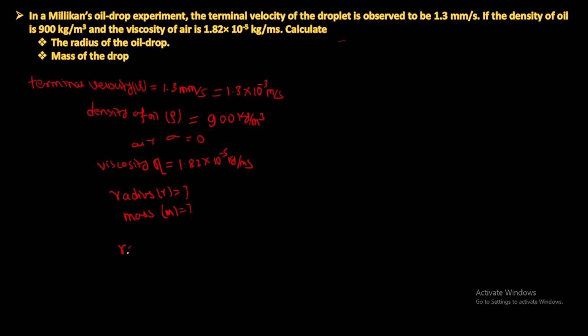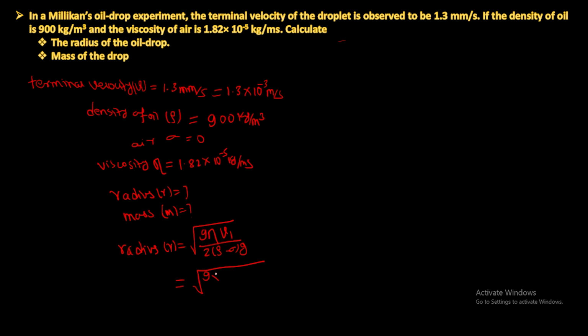So radius r is equal to root under 9 eta v1 by 2 bracket rho minus sigma g. Acceleration due to gravity, we can write the value as 9.8 meter per second square, and other physical parameters are given in the question. Let's write some parameters here.